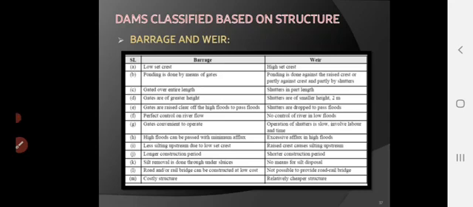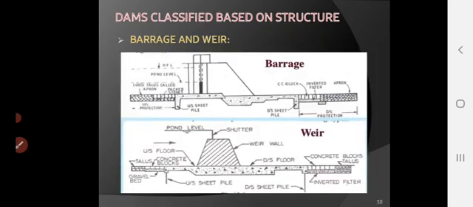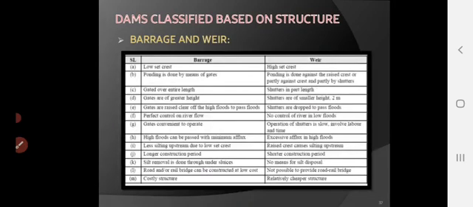So let's see the first difference: barrage has a low set crest. See, crest is the highest level of the dam or barrier, right? So low crest, because the height of the gate is equal to the height of the barrage, while in case of weir, the height of the wall is equal to the height of the weir. So gate height is limited, right? So barrage crest level is low compared to weir. So barrage has a low set crest, weir has a high set crest.